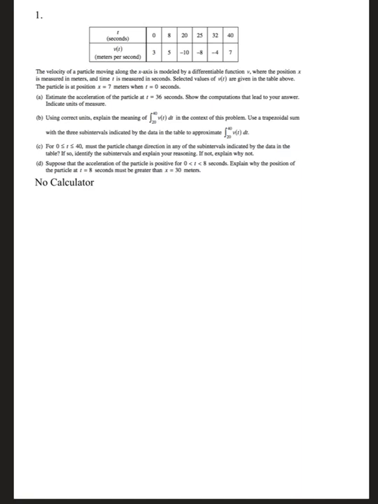So we know that acceleration is the rate of change of the velocity. So when we think about part A here, what they're really asking us about is A of 36, which is v prime of 36, because acceleration is the derivative of velocity. Now, because we don't have a function for velocity, we can't take the derivative of velocity. We just have this table of values here.